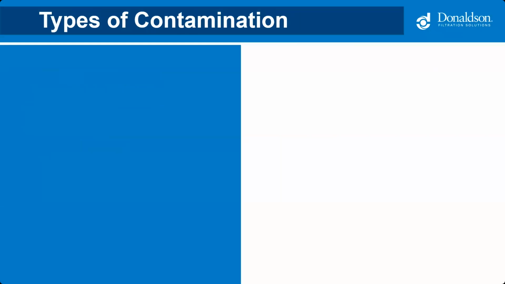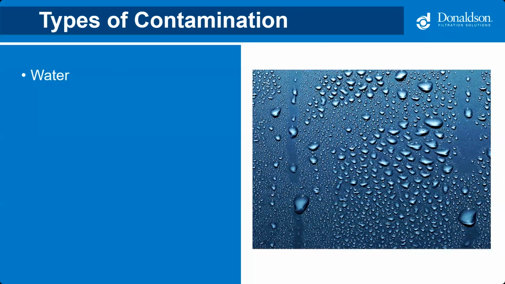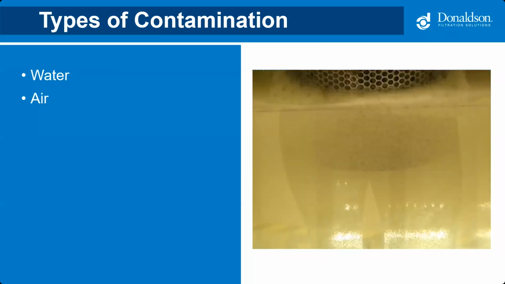So what are some of the types of contamination? Well, air and water can severely impact the equipment cycle time and performance, resulting in loss of power, reduced heat dissipation, and milky fluid can often look like water or air and causing a foaming condition.